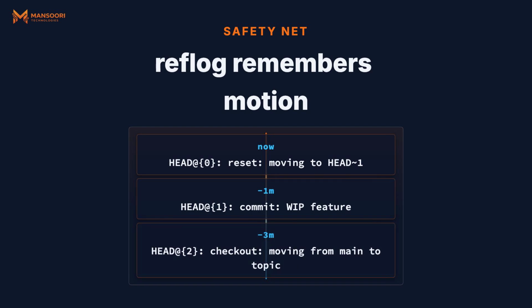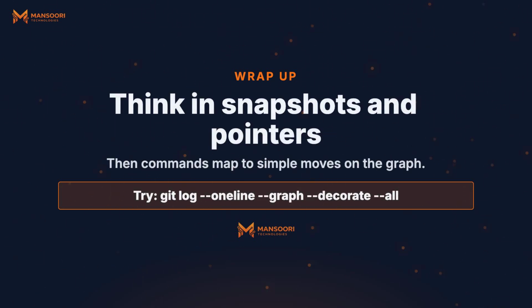Reflog is a local journal of where head and branches moved. After a scary reset or a botched rebase, reflog is often how you find the old tip commit and get back to safety. That is the mental model: immutable snapshots, pointers you move on purpose, and a graph that tells the truth. Next time you run a git command, ask what it does to head, the index, and branch tips, and you will stay in control.